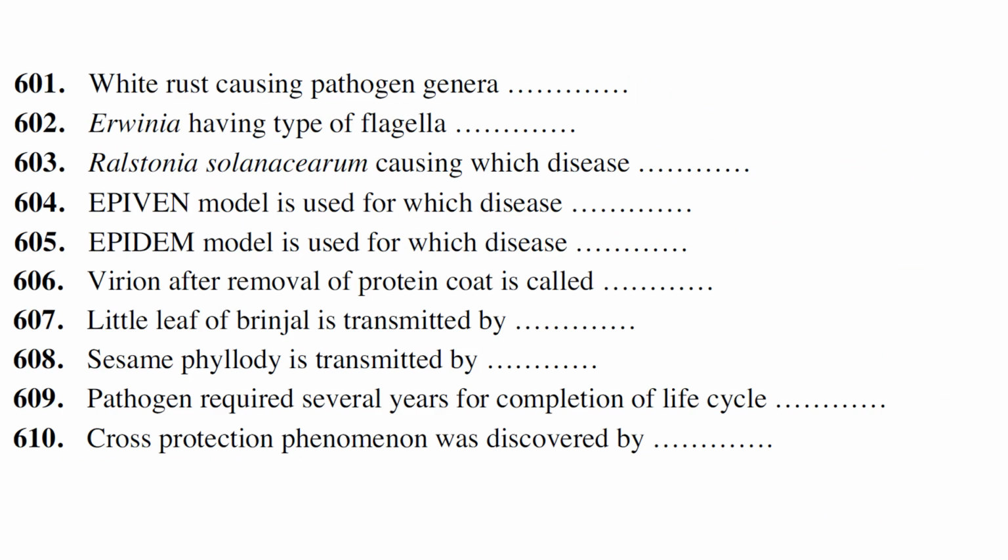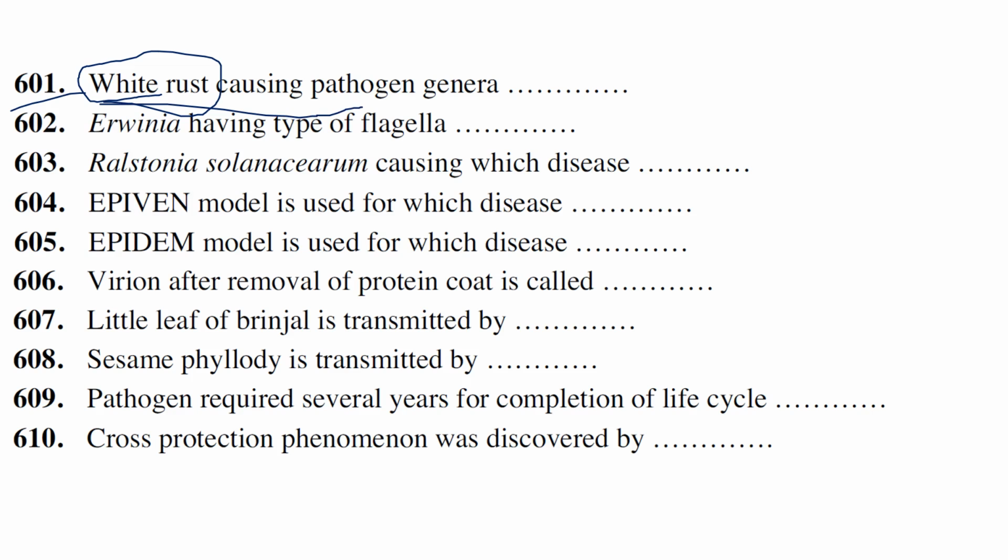So in continuation to the previously published videos, 601, white rust causing pathogenic genera. Generally, if you see white rust causing genera, Albugo generally causes white rust, right? General rust causing genera like Puccinia, other genera are there. But since they have mentioned white rust, white rust of Amaranthus or white rust of crucifers is caused by Albugo candida or Albugo bliti, right? So white rust causing genus is Albugo.